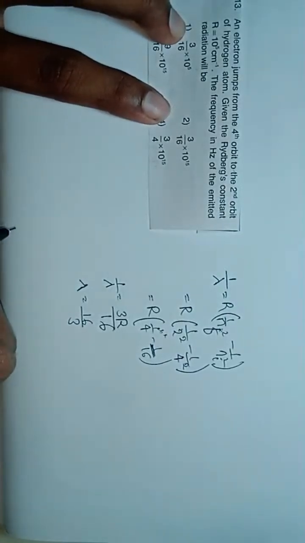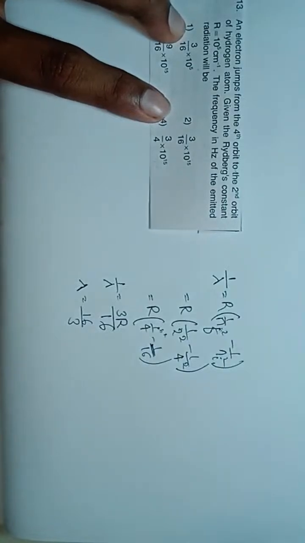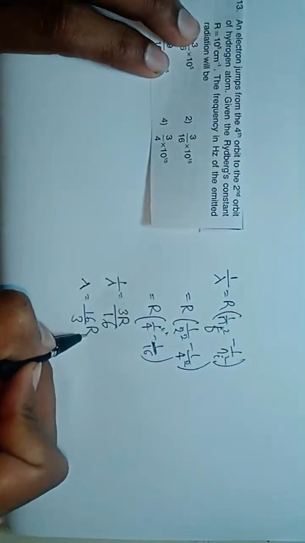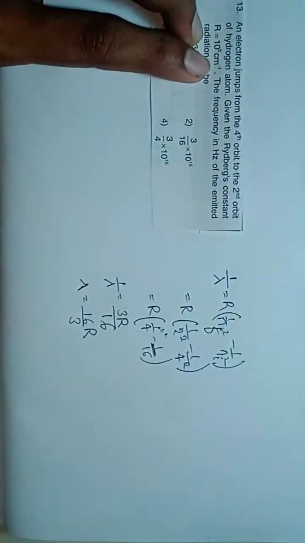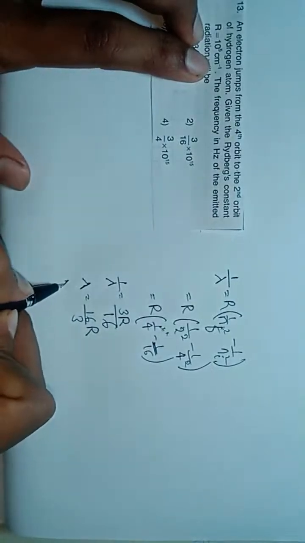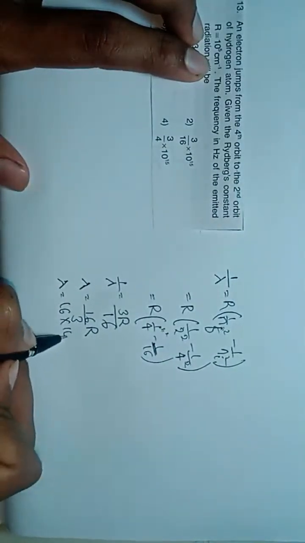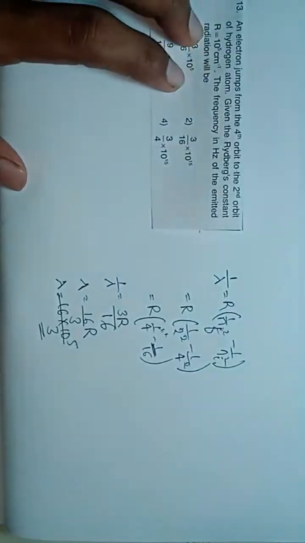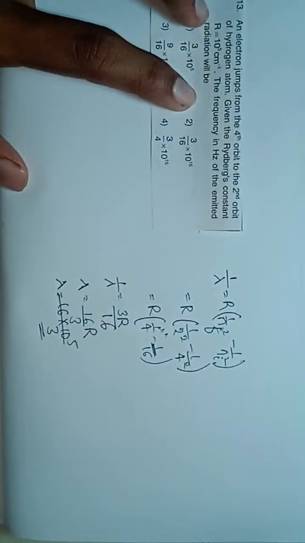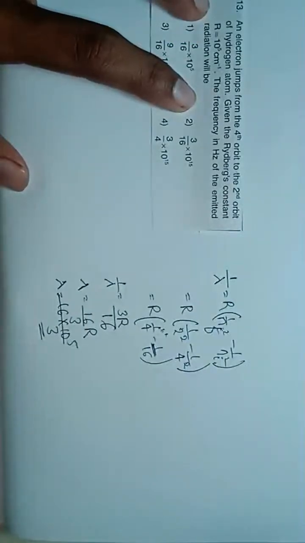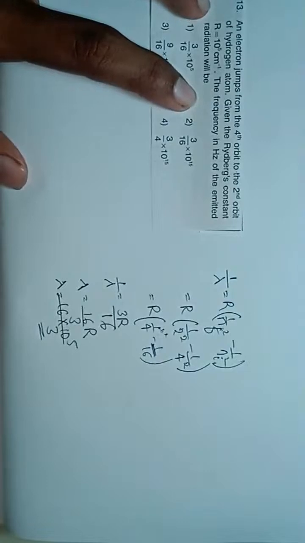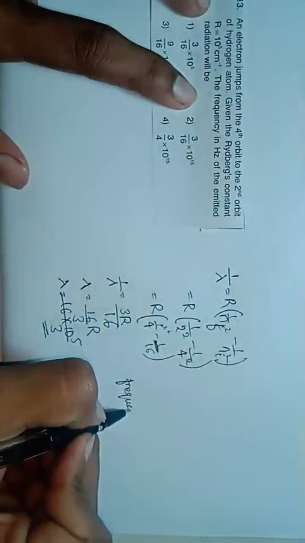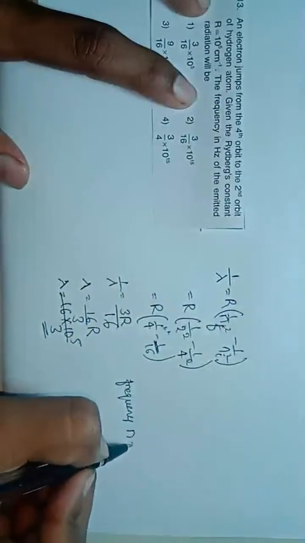Okay, again see here what they are asking. They have given R as 10 power 5 per centimeter. So substitute that, lambda is equal to 16 by 3 into 10 power 5, so you get this value. But they are asking for the frequency of the emitted radiation, not this. How to find this? The basic formula, frequency n is equal to c by lambda.